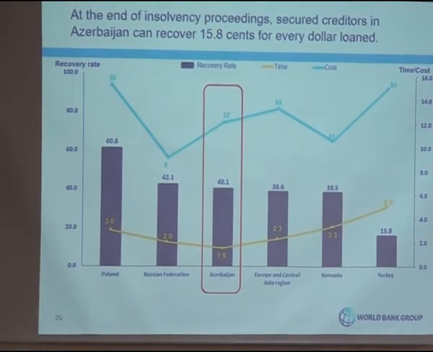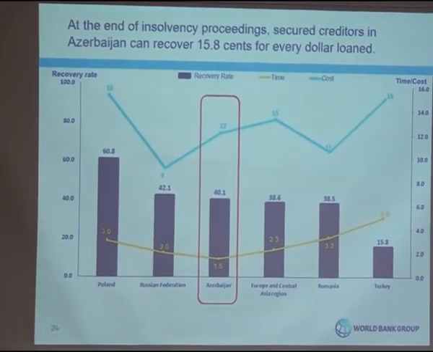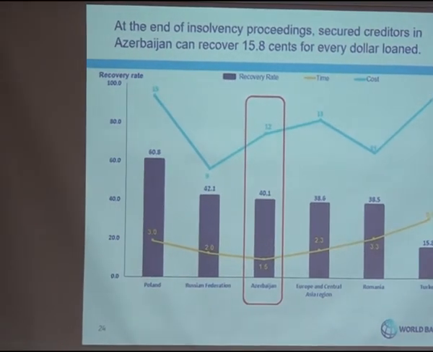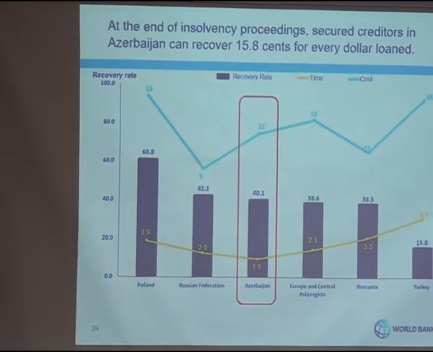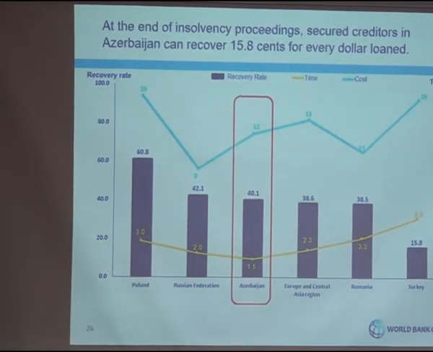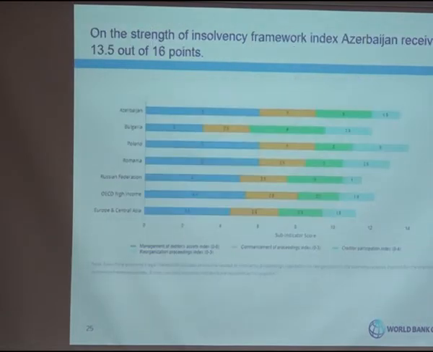Here we can see the score of Azerbaijan in each of the recovery rate, time, cost indices. And we can compare the assessment of Azerbaijan to other countries in the region as well, and to the median score for Europe and Central Asia. In this slide, we can compare the result for Azerbaijan on the second part of the Resolving Insolvency Indicator, which is the Strength of Insolvency Framework. So again, this is based on the law that was in force as of May 1st, 2018.